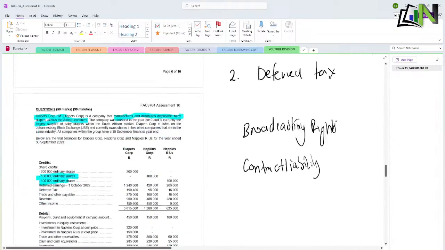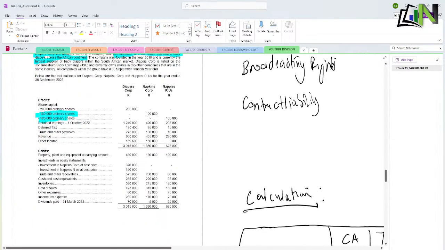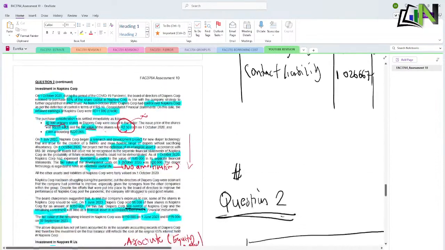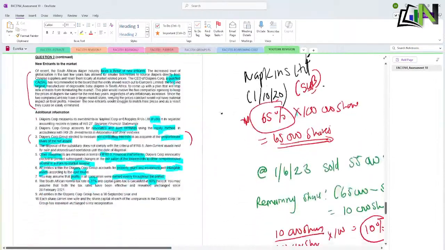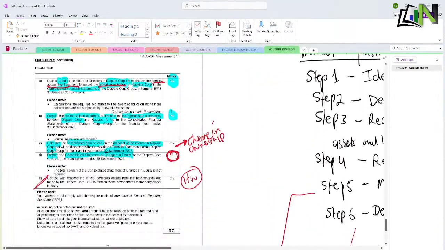So question 1 was done, and then we got to question 2. This is where we actually stopped. In question 2, we did the first question. It says draft a report to the board of directors of Diapers Corp to discuss the correct accounting treatment to record the initial acquisition of Napkins. Right, so an initial acquisition is what we were actually doing on Saturday. All right, so we are then continuing.